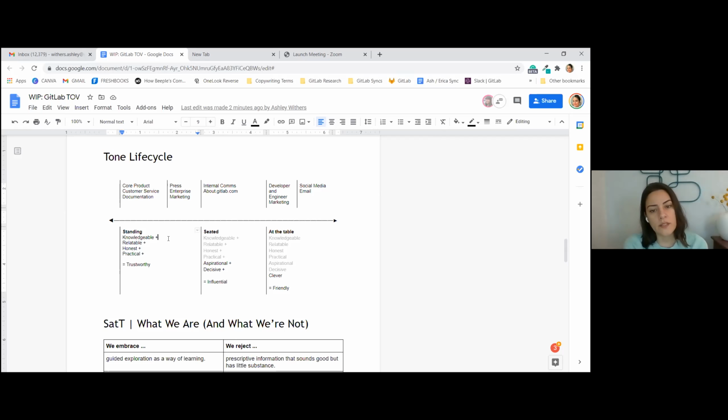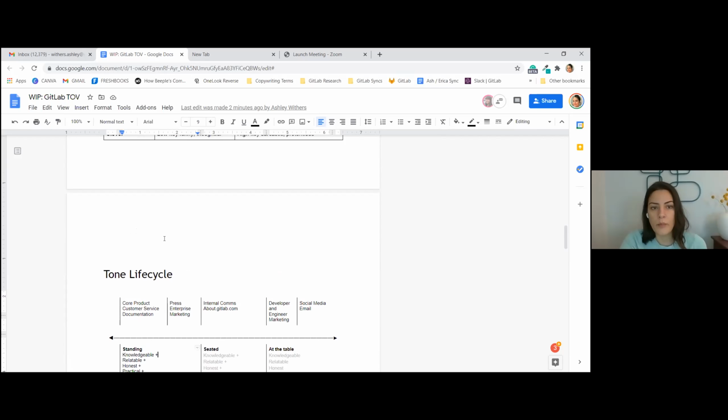Some of the ones that I wanted to call out are clever, and again, decisive, which brings up that stubborn aspect, and aspirational. I'll expand on those a little bit more above and below this, but I'll come back to this.